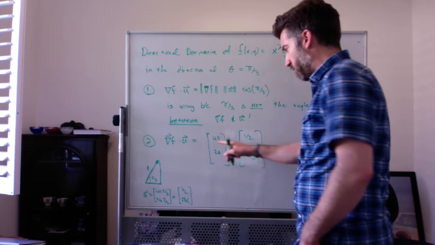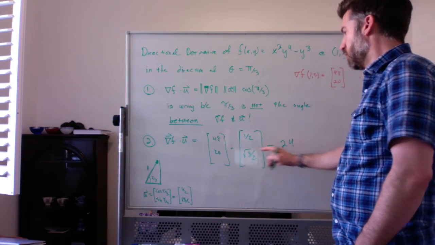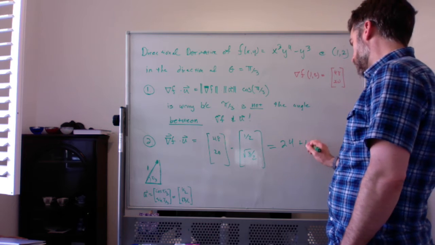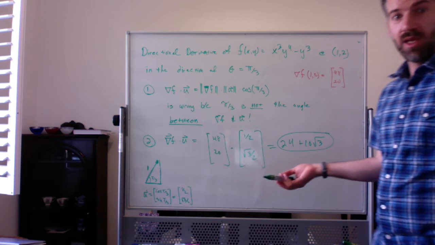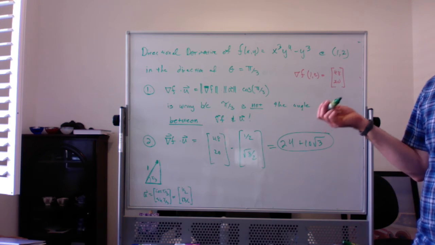And then when we multiply together, 48 times 1/2 is 24. 20 times root 3 over 2 is 10 root 3, and that's it. So if you're just given an angle as your direction, you need to turn that angle into the unit vector.